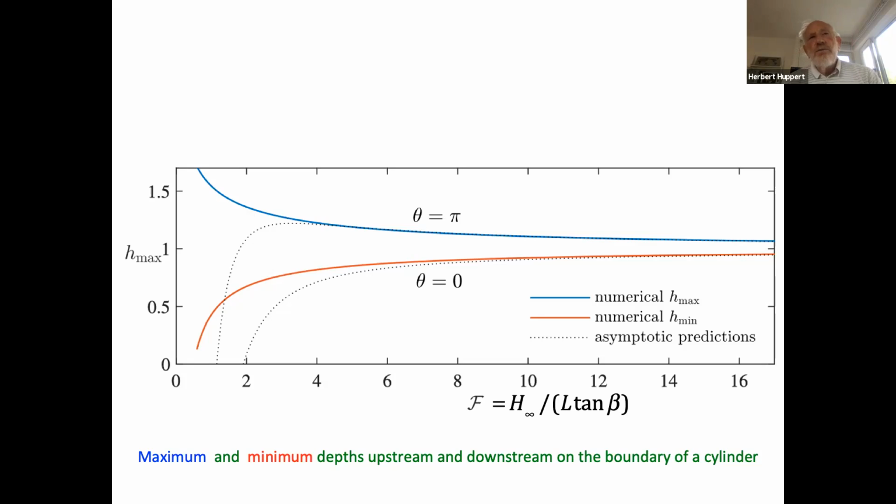The actual numerical results are indicated by the red and the blue lines, and then we've done some asymptotic predictions for large values of capital F. And you see they're not bad after F is greater than about 4. But the numerics can be difficult, and if we extend them to topographies that are beyond the cylindrical, then it will clearly be difficult.